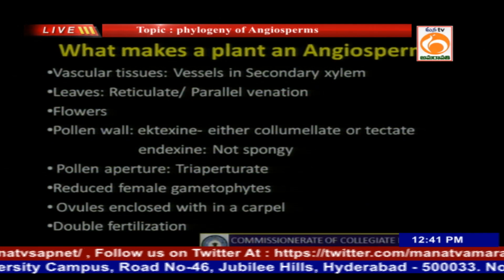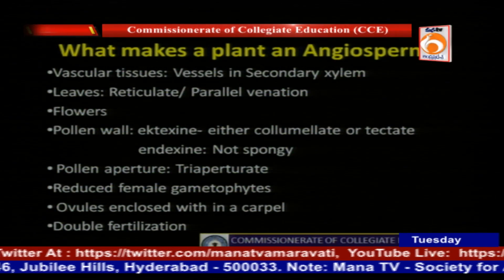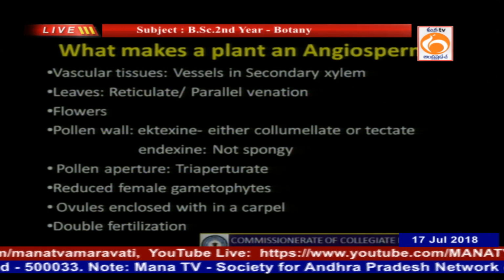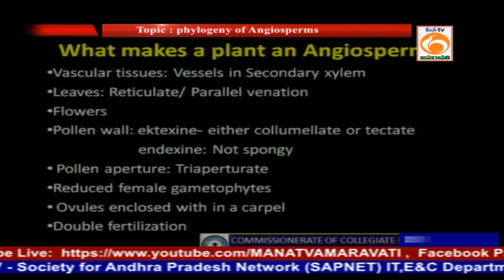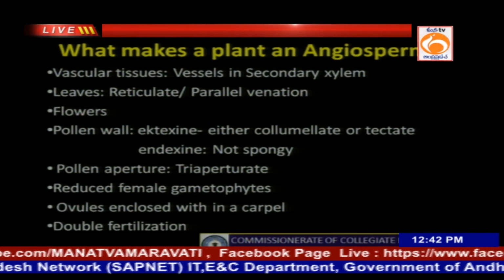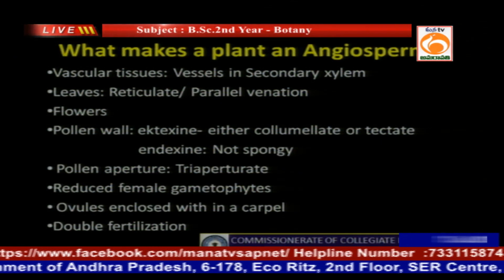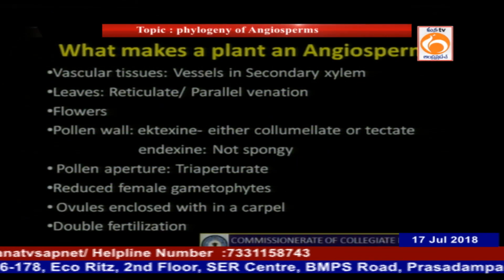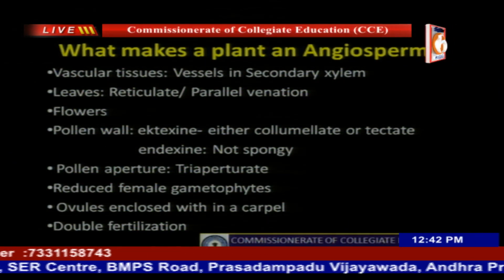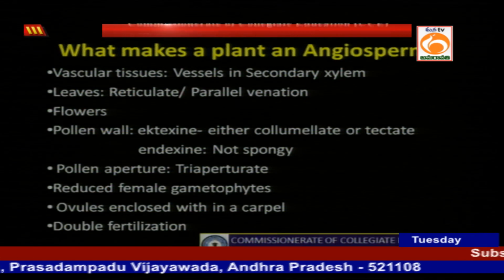Next, what are the other characters that made the plant become an angiosperm? The vessels in the secondary xylem are very important. Leaves are also important, and flowers, as we discussed. The pollen wall structure and pollen apertures are also differentiated from the gymnosperms and other pteridophytes, along with reduced female gametophytes, ovules enclosed in carpels, and double fertilization. All these special characters made the plant a special group of organisms, the angiosperms.